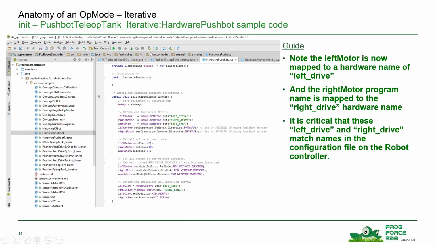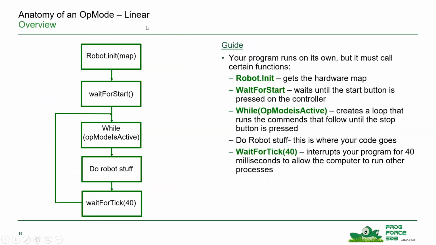So that's basically it for iterative op modes, the regular op modes. Now we'll move on to linear op mode. This is similar to the regular op mode, but a little bit different. Rather than looping constantly, it runs steps in a linear fashion. The reason it's called linear is because it all runs one by one. It's in a line. So it first runs the first step.